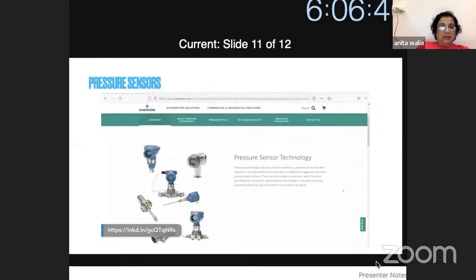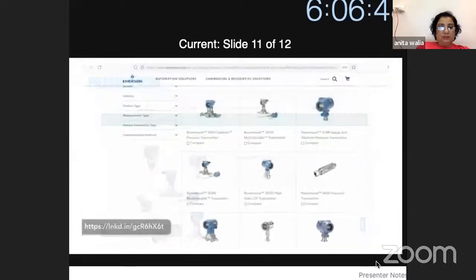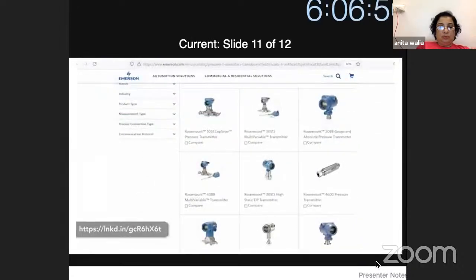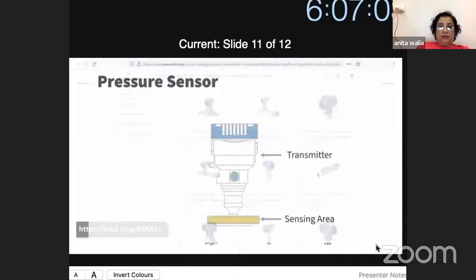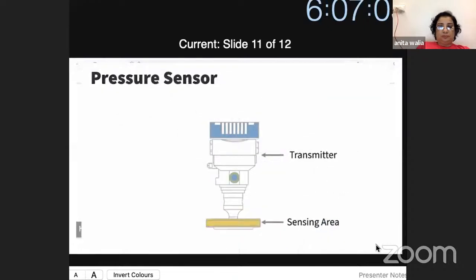So there is one sensing area and there is one transmitter. The sensing area can measure the pressure force applied to it, and the force deflects the internal diaphragm inside the sensing area. The conversion of the deflection into an electric signal is also based on the principle. As I told you, temperature and pressure sensors have two parts: one is the transmitter and one is the sensing area.